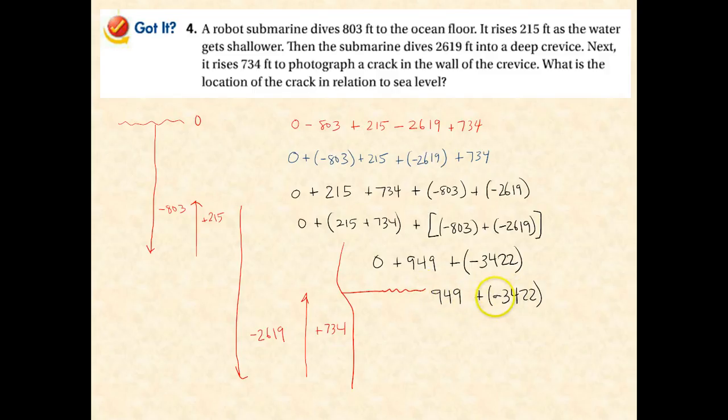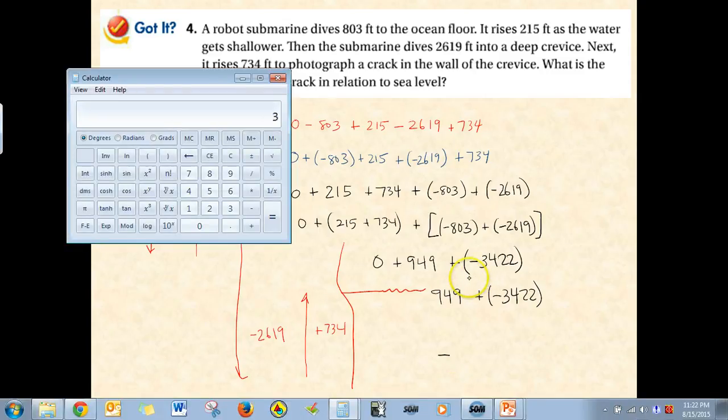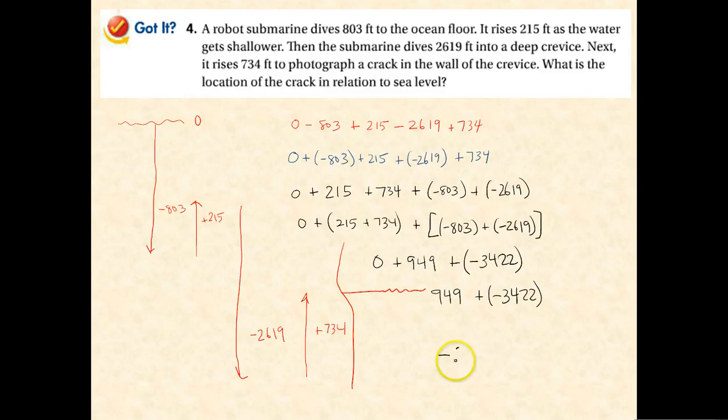This one's bigger, it's negative, so I know my answer is going to be negative. And then I just need to subtract. 3422 minus 949 is 2473. So we are negative 2,473 feet in relation to sea level, which means we're 2,473 feet below sea level.